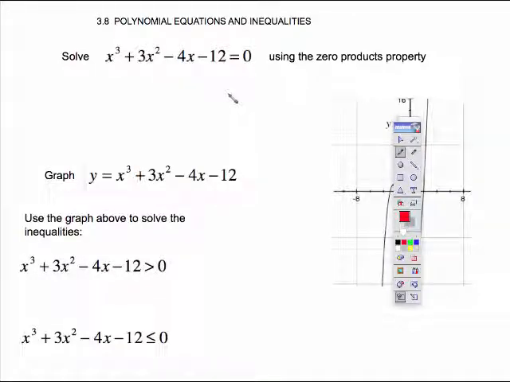This is Precalc, Section 3.8, Polynomial Equations and Inequalities. We are asked to solve this equation using the zero products property, which is saying to us we need to factor this. Since there are four terms, we want to factor by grouping.